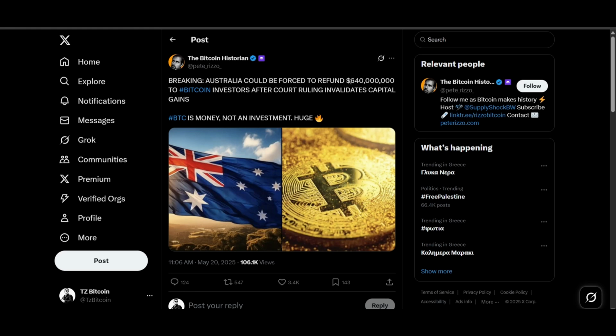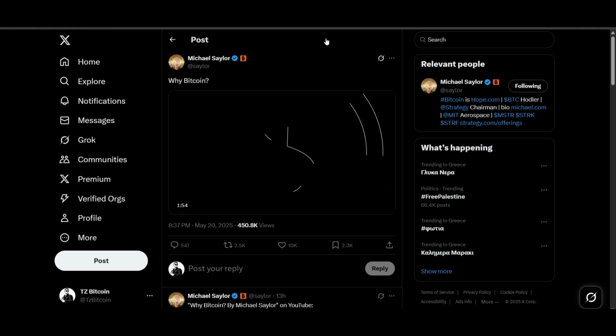Australia could be forced to refund 640,000 million to Bitcoin investors after a court ruling invalidates capital gains. Australia is not that friendly to Bitcoin, but eventually they will be forced to regulate it and accept it, as any country in the world.